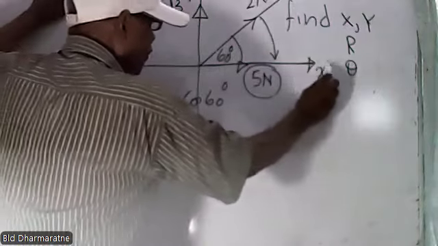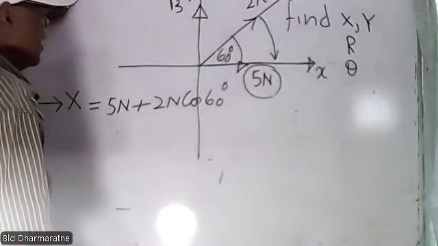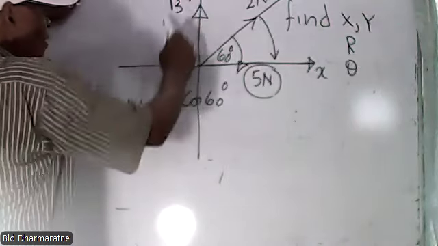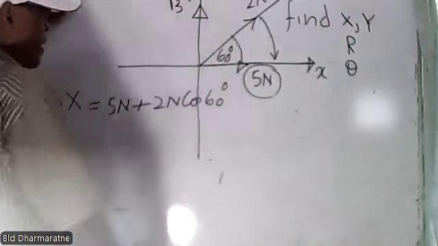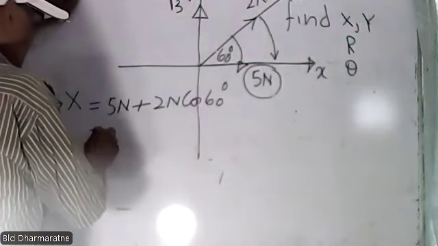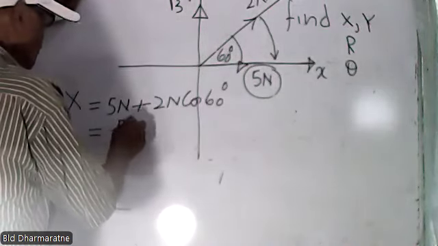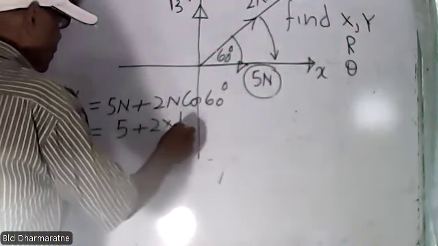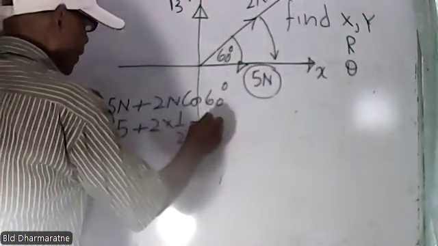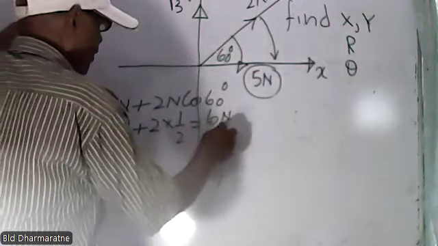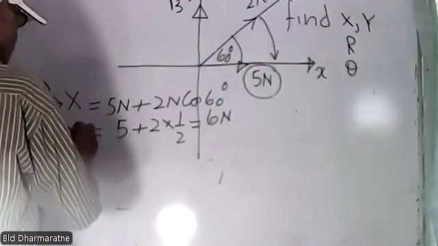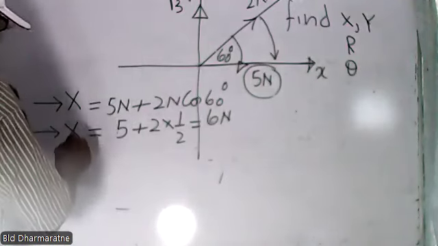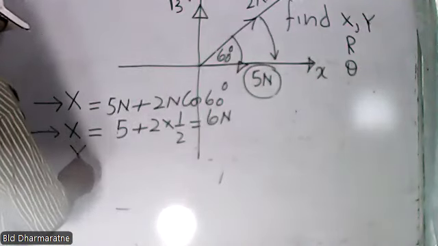If we take the horizontal direction, we neglect the vertical direction. So this is only 5 Newton plus 2 cos 60, which is 2 into half, cos 60 being half, equals 6 Newton. Right? This is the x component, in this direction.